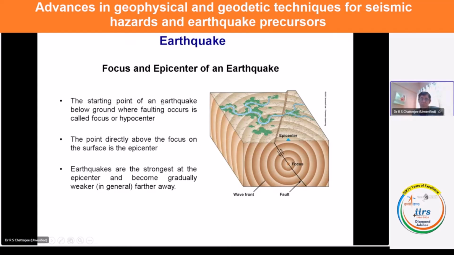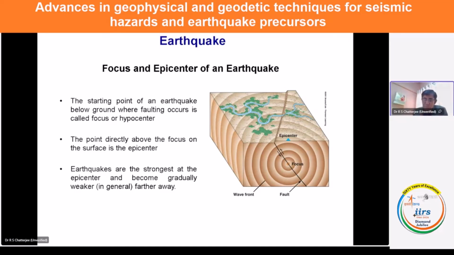And this starting point of an earthquake below ground, where the faulting occurs, is the focus. Now you see with these earthquakes, the impact is strongest at the epicenter and around that. Sometimes the rupture is exposed. In general the impact is weaker as you go away, but sometimes the rupture propagates and is exposed at some distant locations. So at far locations, the damage can be high where the rupture is exposed.